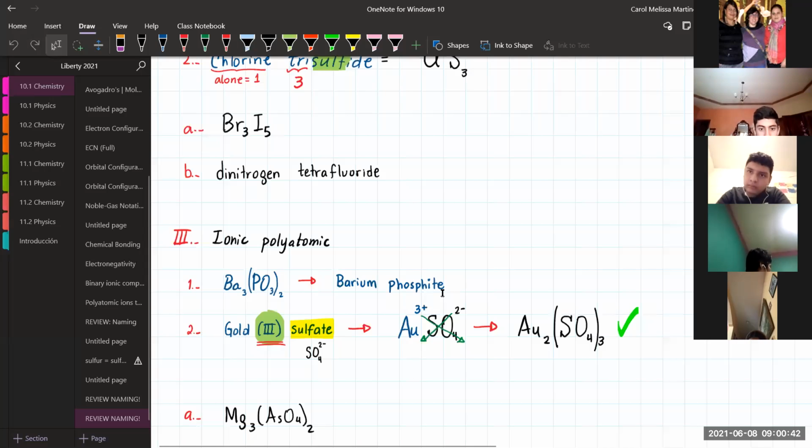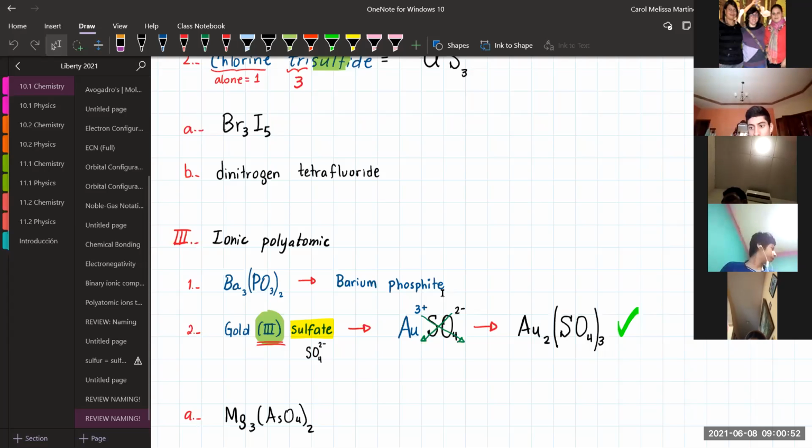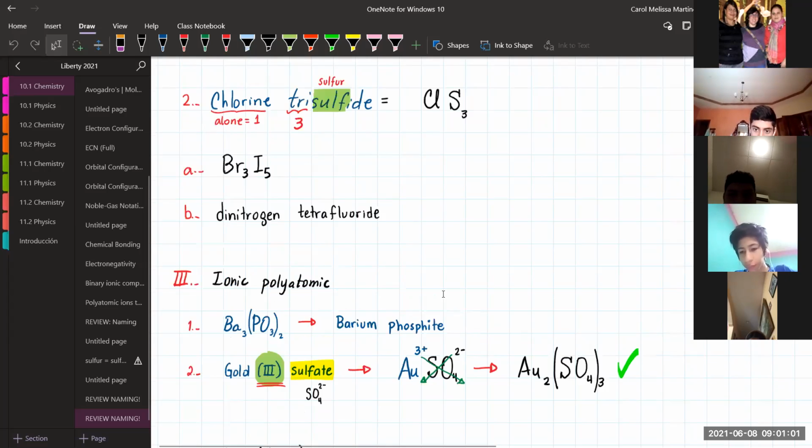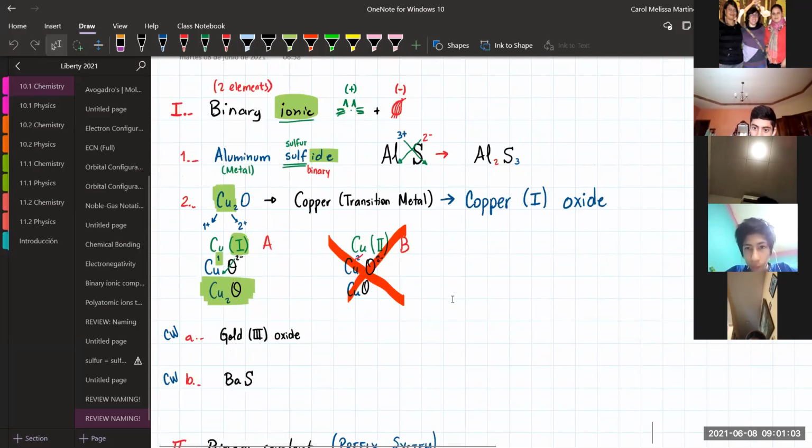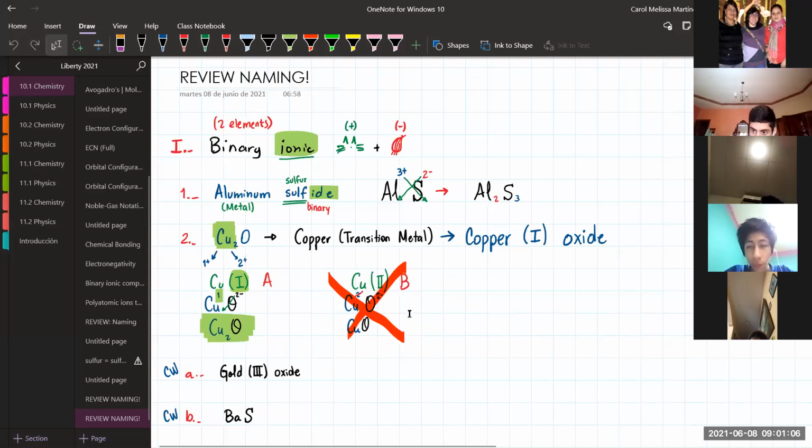Remember to crisscross the charges, always. Only when the charge is just 1, you're not going to change it, okay? But in the case that you have multiple charges, you have to specify in Roman numerals. Also, sometimes remember that the charges are going to be cancelled, just like we did in this example here, okay? Here we cancel the charges because they were the same number, but with different symbol.